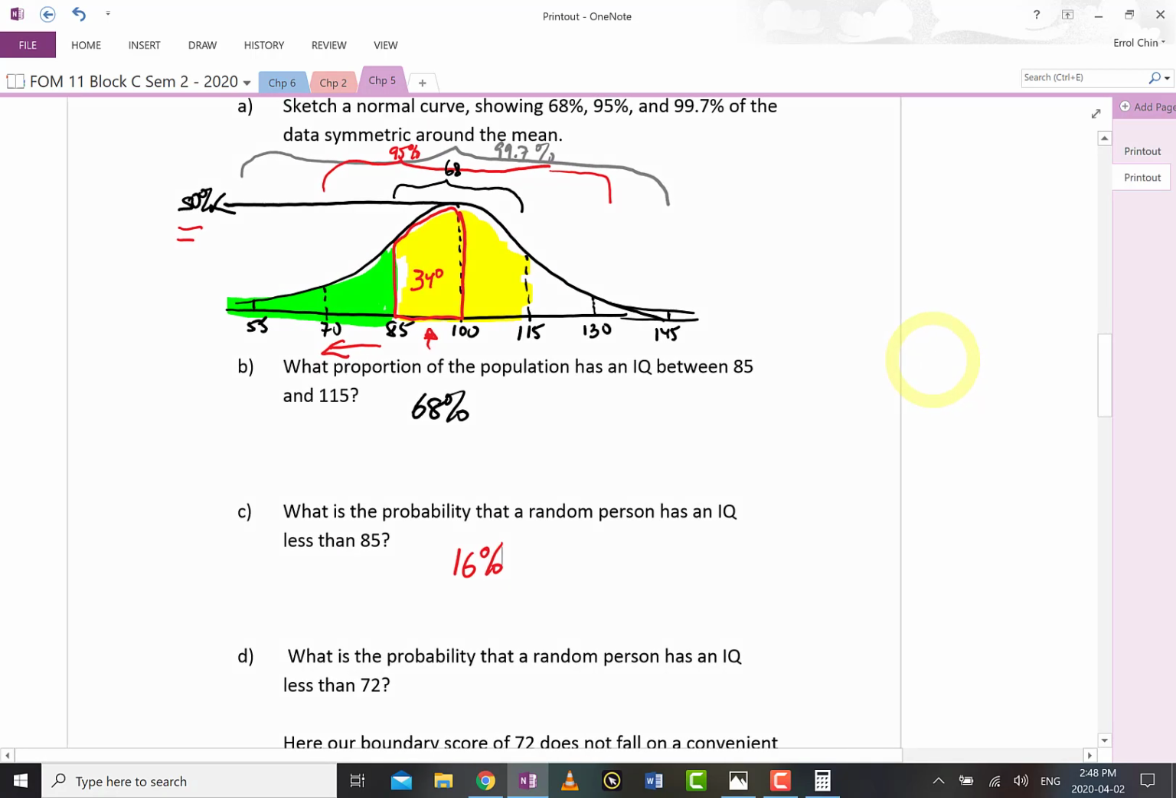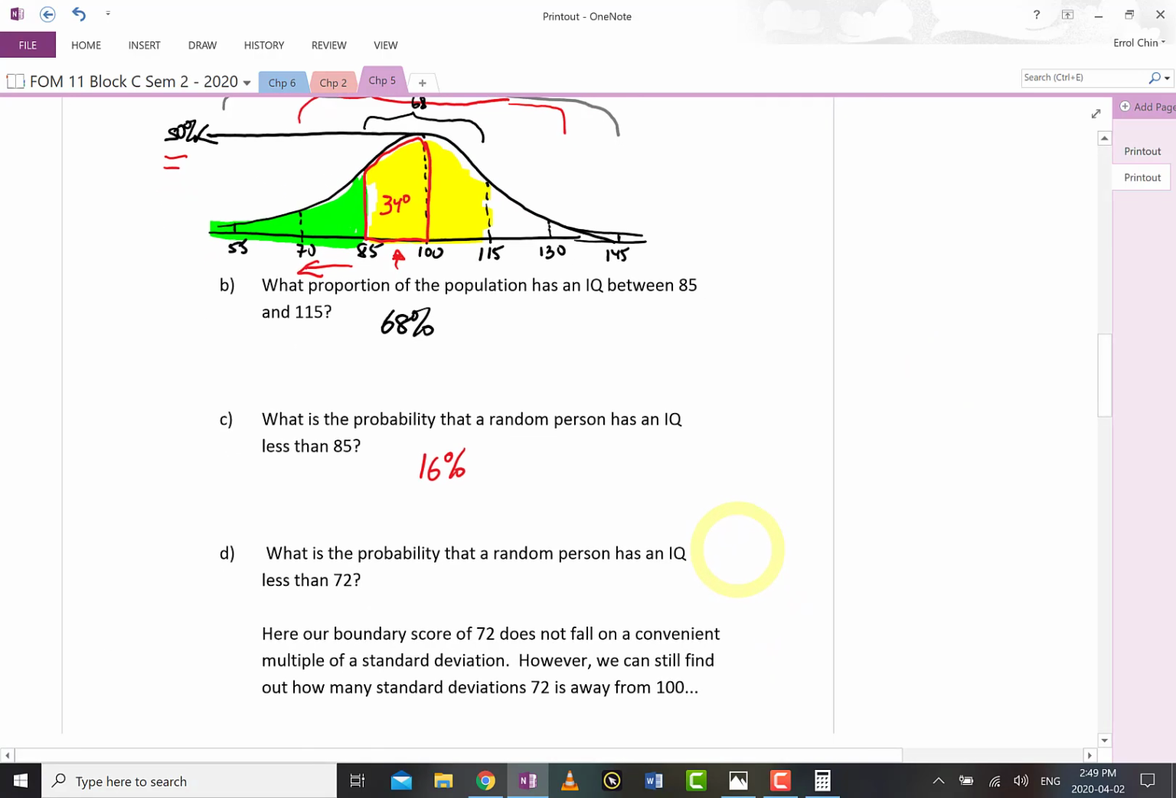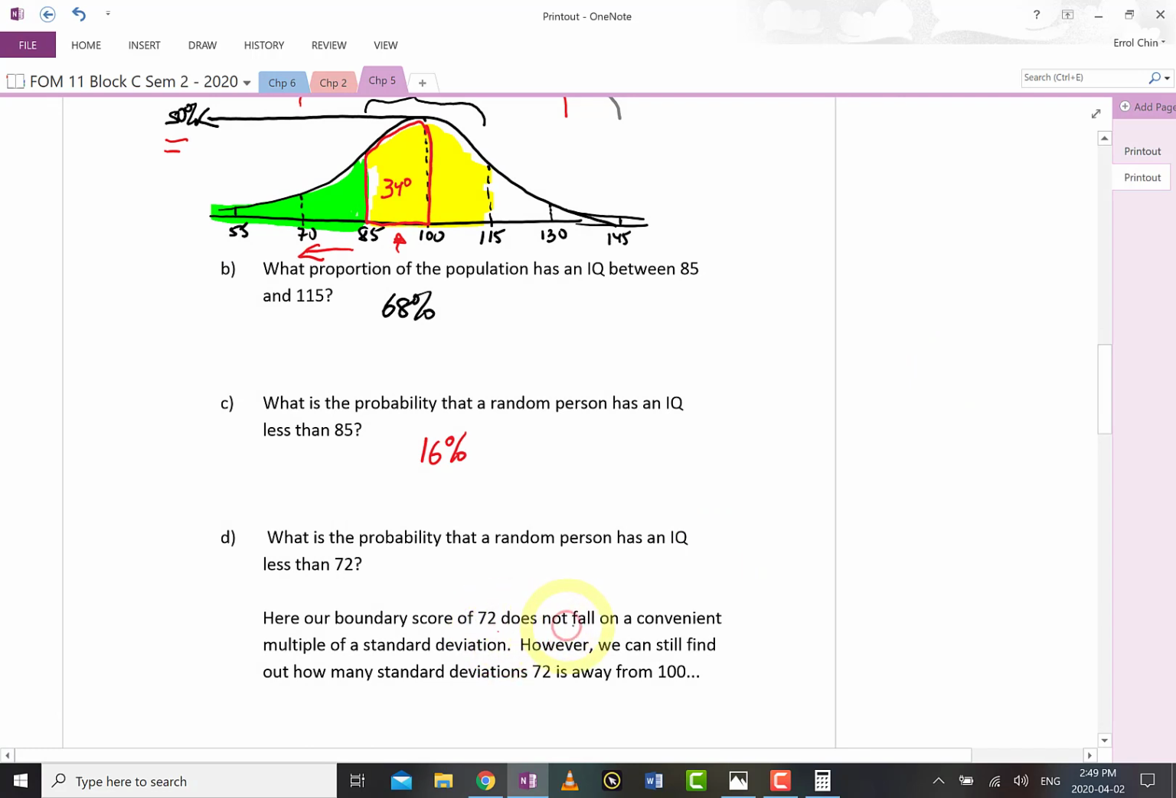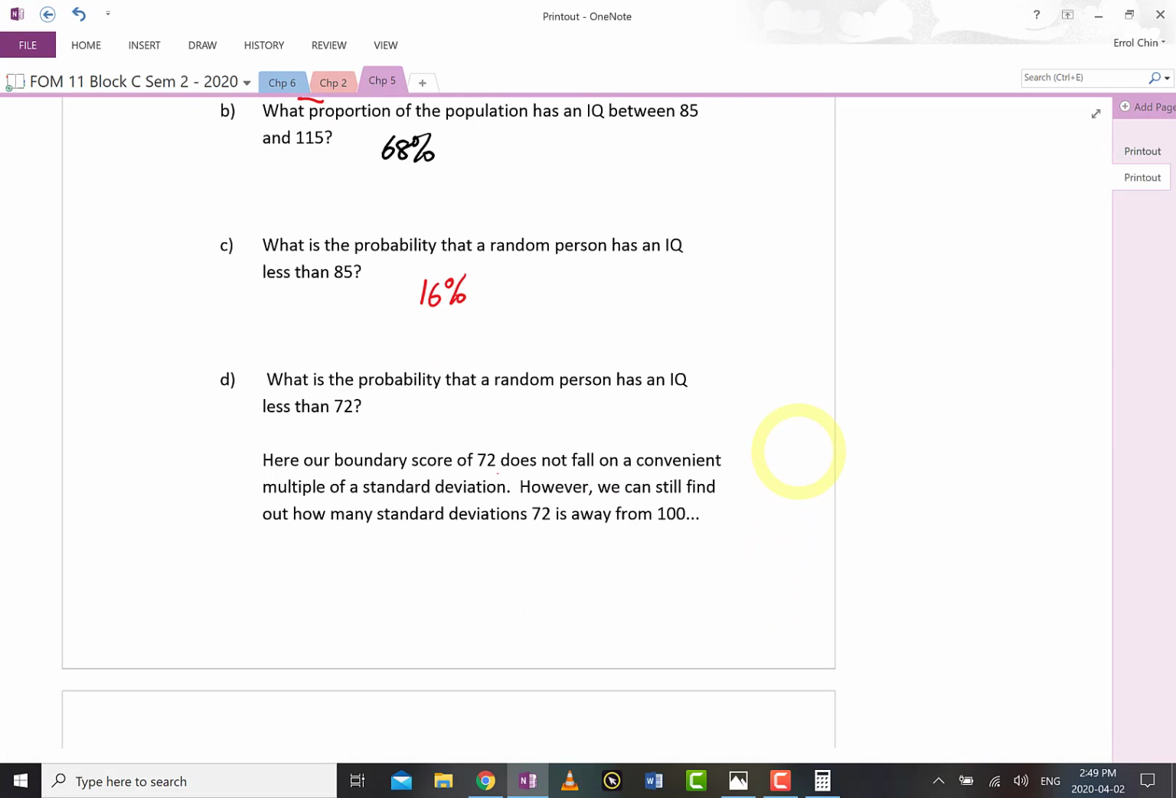Now, it says, what's the probability that a random person has an IQ less than 72? It says here our boundary score 72 does not fall in a convenient multiple of a standard deviation. It's not one whole standard deviation below or two whole standard deviations below. Well, this is where that z-score formula comes in handy. So let's calculate the z-score. So the formula for z-score is x minus mu over sigma.